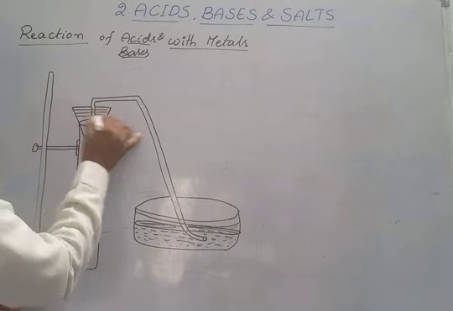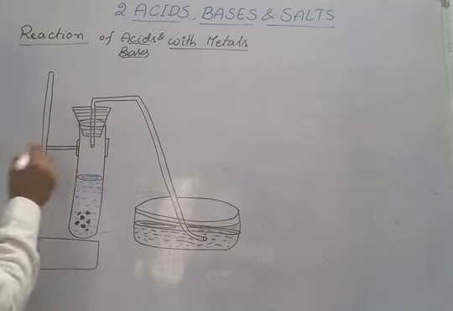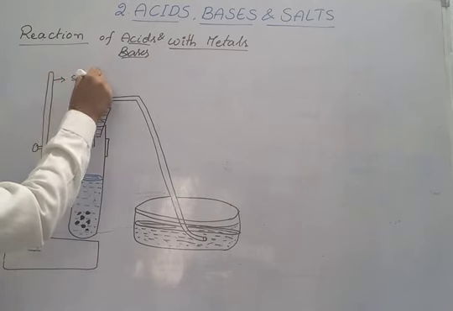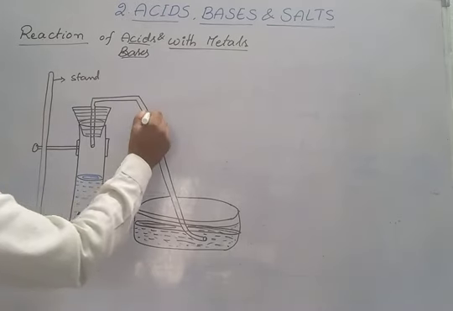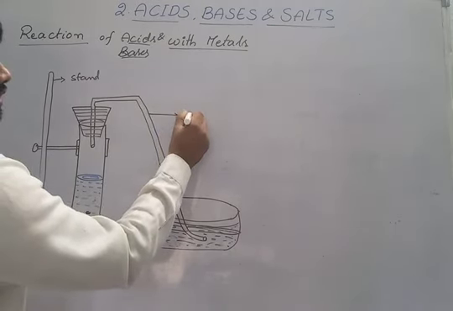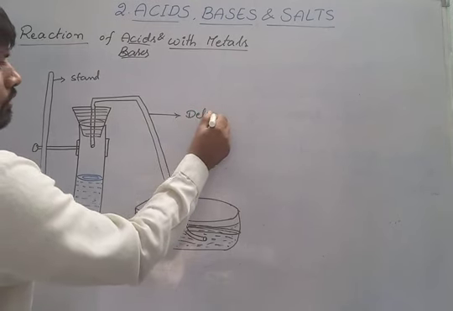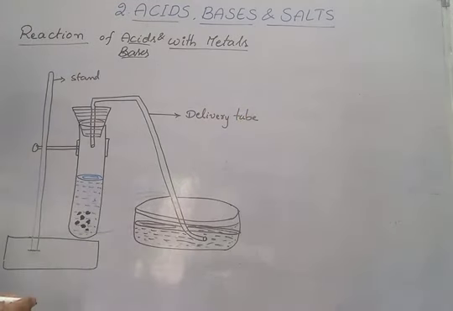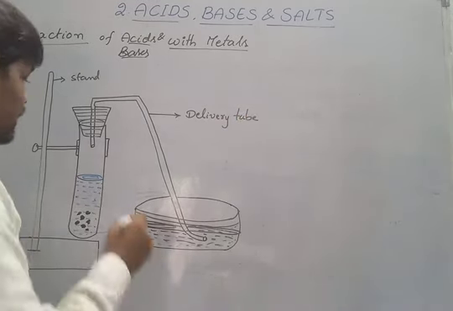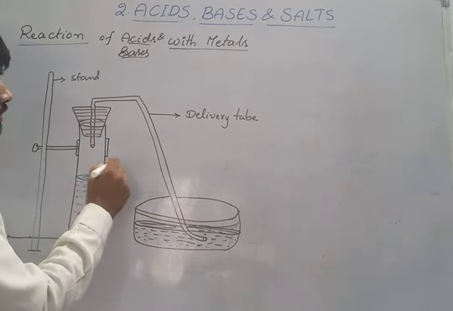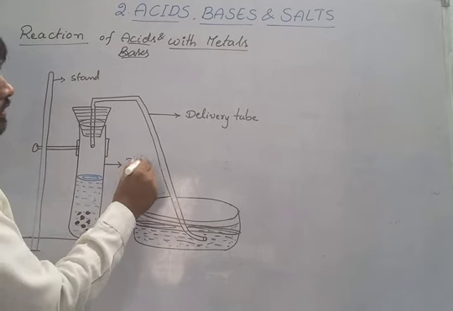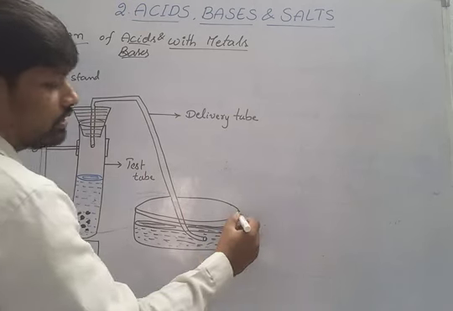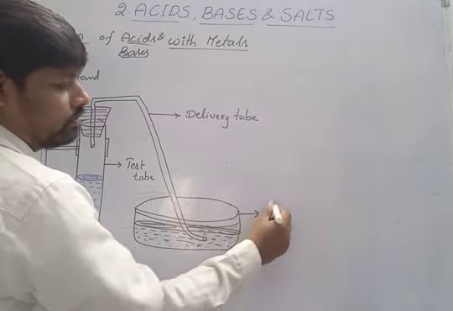Okay, now let us write the parts and materials here. This is a stand. This one is the delivery tube. Okay, somewhere sounds are coming. Check your mic. Next, this one, test tube, no? Test tube. And this is a glass trough.